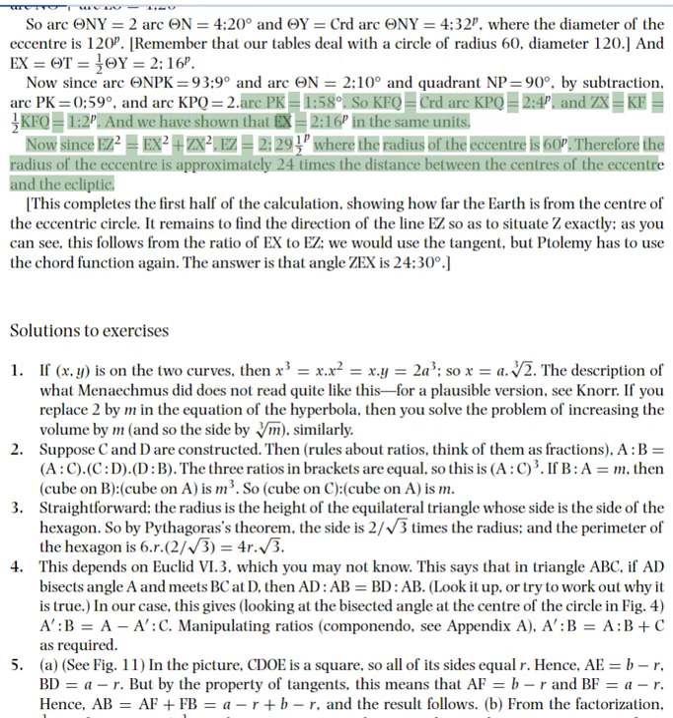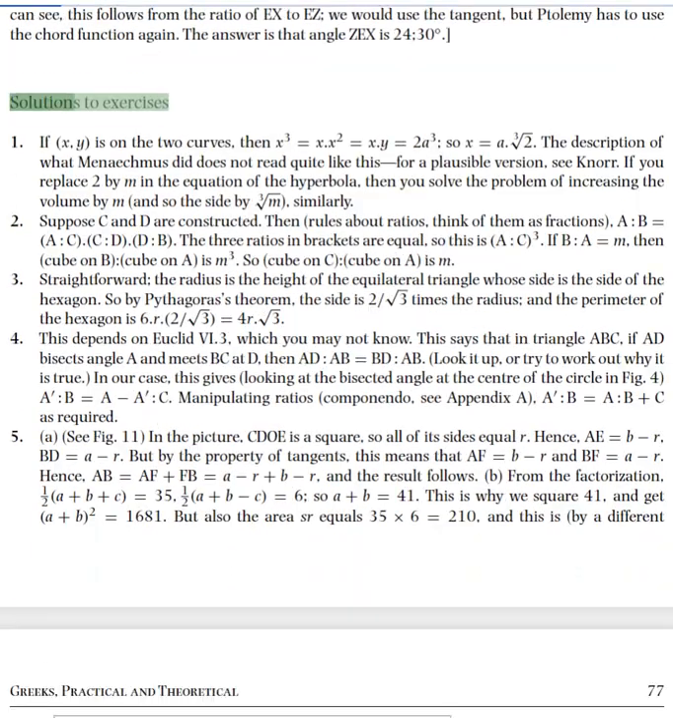And we have shown that EX equals 2.16 in the same units. Now since EZ equals EX plus ZX, EZ equals 2.29 where the radius of the excenter is 60. Therefore the radius of the excenter is approximately 24 times the distance between the centers of the excenter and the ecliptic.